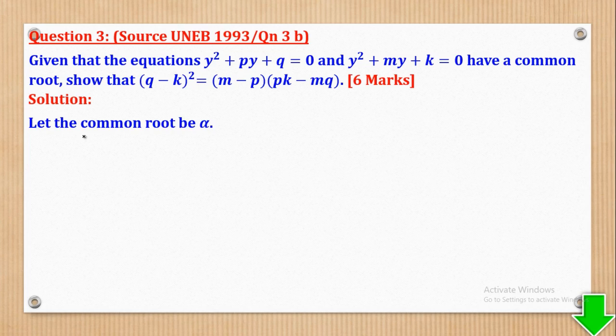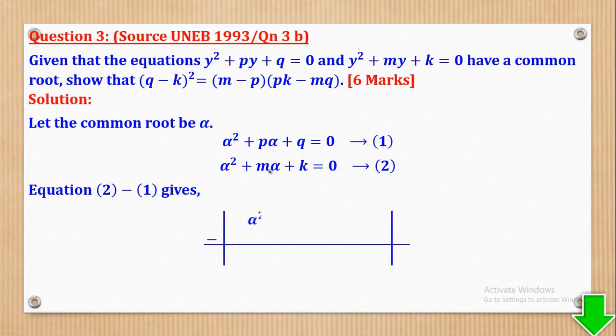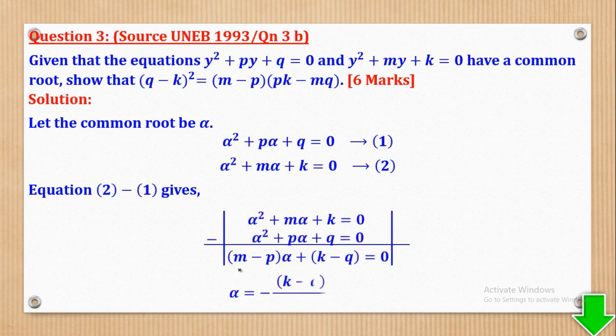Let the common root be alpha, therefore substitute alpha in this equation to come up with this, and also in this equation to come up with that. Then subtract the two to come up with this expression, therefore make alpha the subject and it will be equal to that. Now next is substitute alpha in either equation 1 or equation 2.